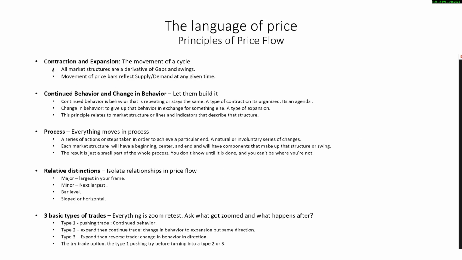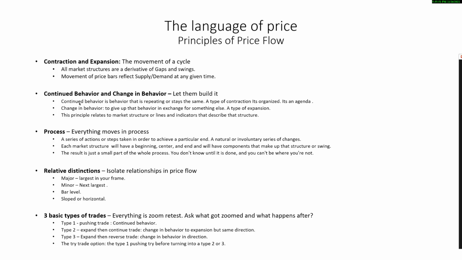So basically, all markets move in contraction and expansion. It's the movement of a cycle, okay? And any market structure, they're all derivatives of either gaps or swings, and so we'll begin talking about that. The movement of price bars is just reflecting supply and demand at any given time. Now, continued and change in behavior. With this understanding alone and some observation, there's a lot you can do.